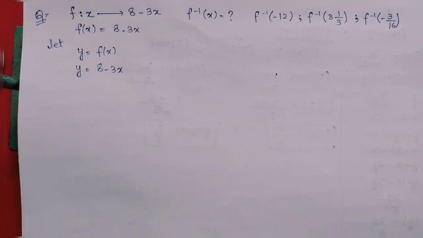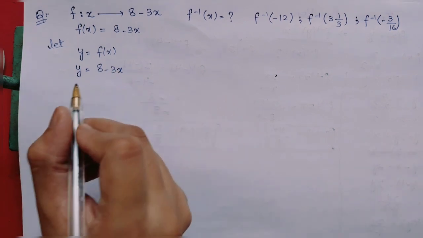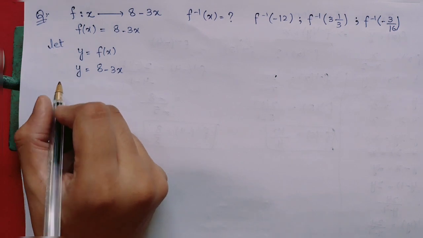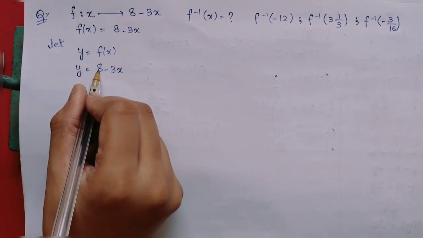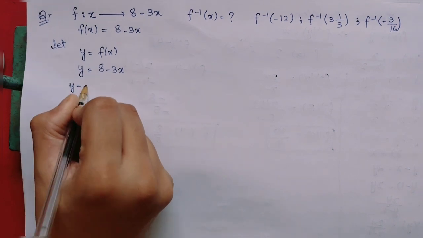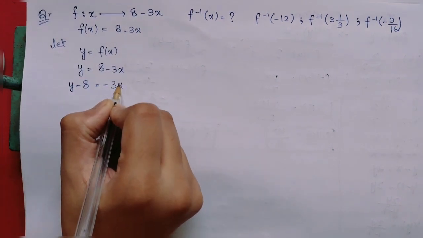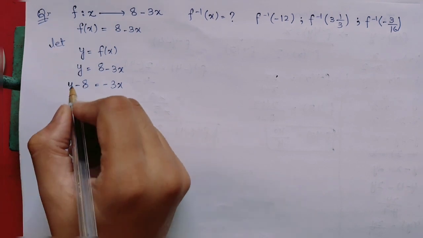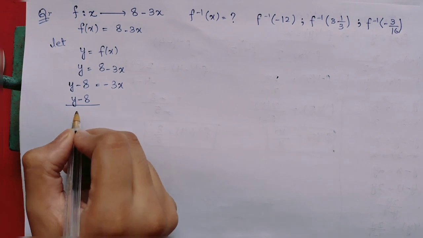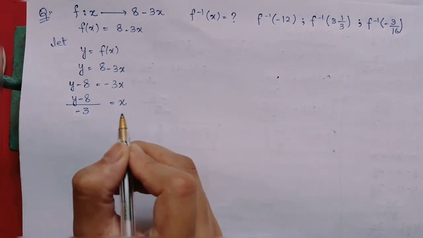Now what we'll do, you have to separate the x here. Okay, so you can put the other variables on the other side. Here 8 is positive, and when it goes to the other side, it becomes y minus 8, and it is minus 3x, and with the x minus 3 is multiplying, when it goes to the other side it becomes y minus 8 over minus 3 in the denominator, it becomes x.